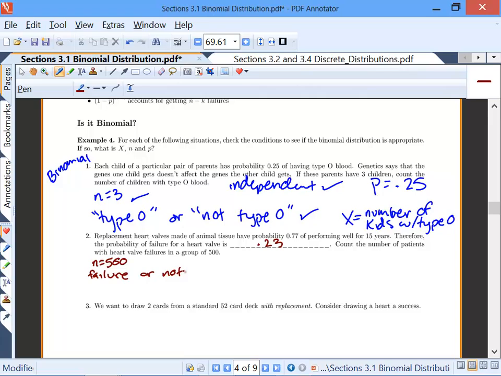Should the patients be independent of each other? And the probability of having it fail should be roughly about the same for each person. So everything fits, so this is binomial. And X is what? The number with failures.